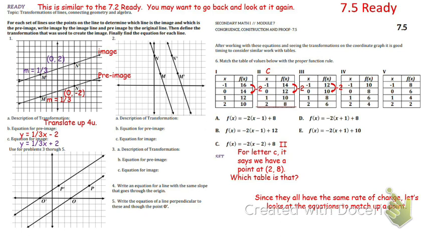Let's try one more. Let's do letter E. For letter E, what would be the coordinate that's given in this equation? Well, it should be x minus, and it's not. That tells me that the x value is -1. So the coordinate would be (-1, 10). What table has the coordinate (-1, 10) in it? Ah, there it is. It's table 4. Table 4 is going to be equation E. And you're just going to do the same thing for the other ones. Good luck on the rest of the ready.